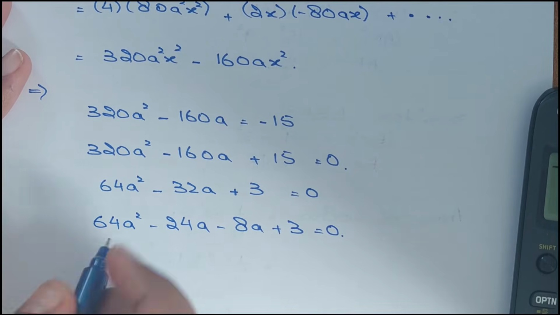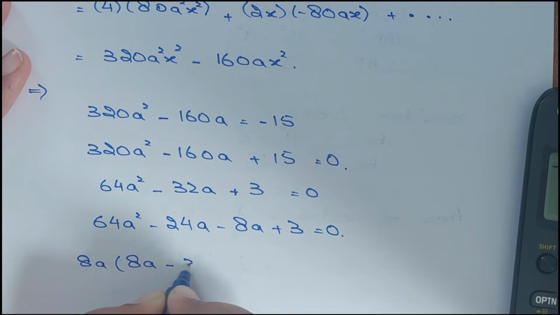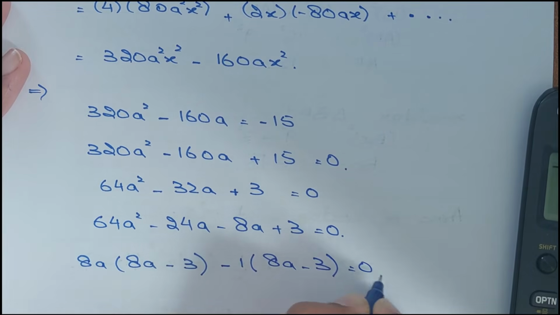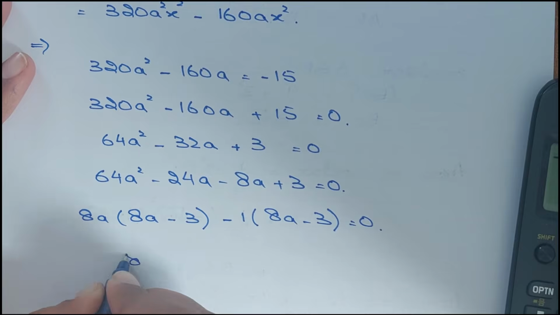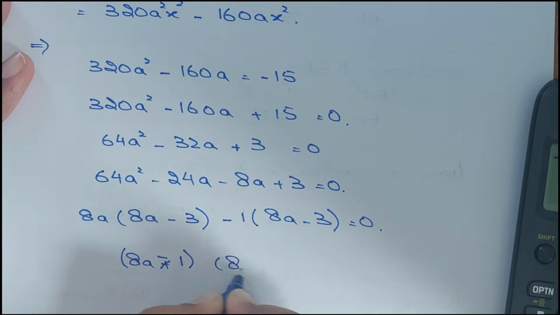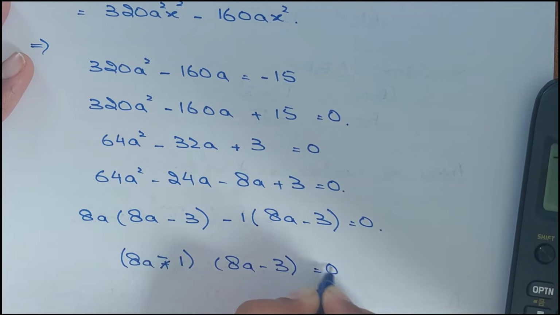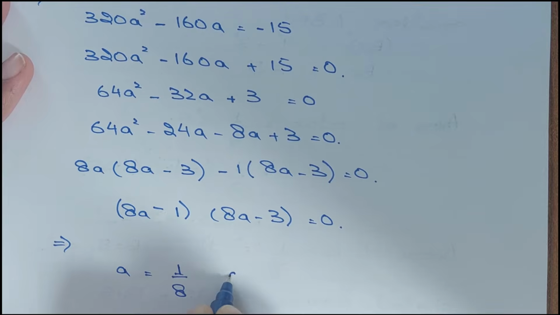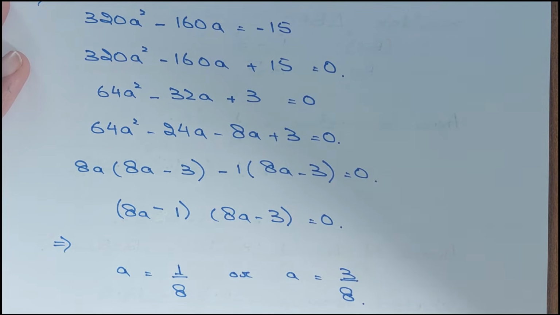Right, so let me take 8a common. 8 times 8 is 64 and 8 times 3 is 24. Minus 1 is common. 8a minus 3 equals 0. So the two factors are 8a minus 1 and 8a minus 3 equals 0. Put both factors separately equal to 0 to solve for a. So a is 1 over 8 or 3 over 8. We need to find the possible values of a, so these are the two values for a, 1 by 8 or 3 by 8.